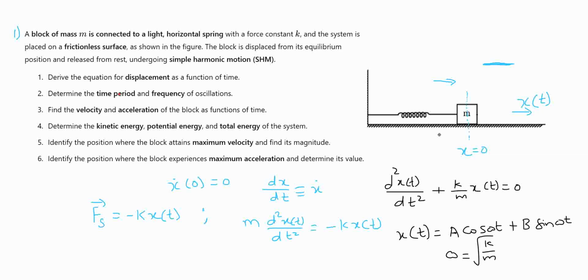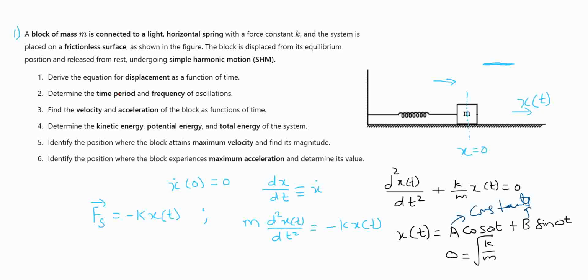So the block m here will move to this side, then come back to x equal to 0, and then towards the negative x-axis side, and so on. Here a, b are both constants. So we got two constants. The solution will be in this form.